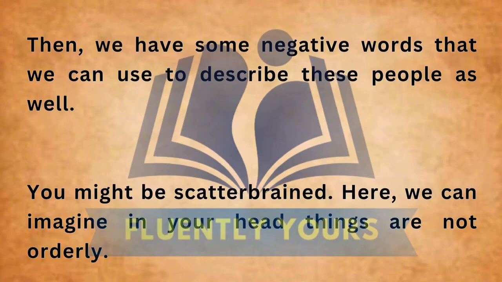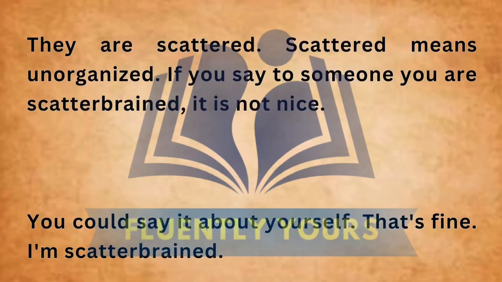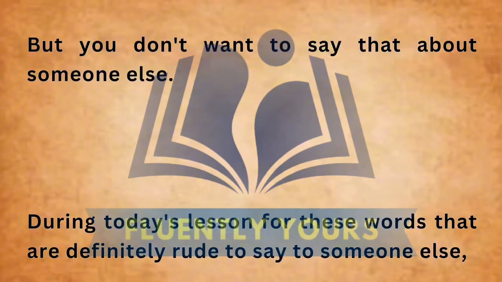You might be scatterbrained. Here, we can imagine in your head things are not orderly. They are scattered. Scattered means unorganized. If you say to someone you are scatterbrained, it is not nice. You could say it about yourself. That's fine. I'm scatterbrained. But you don't want to say that about someone else.